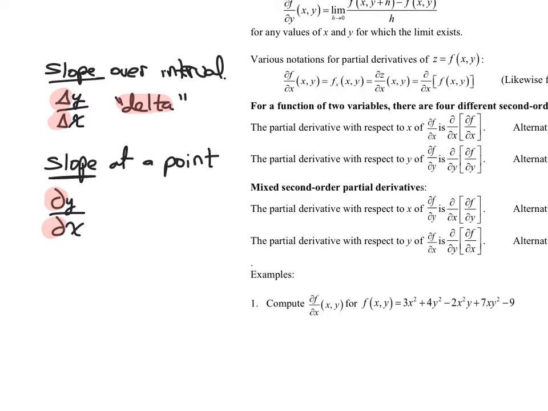The reality is, even in Calc 1, you were working with partial derivatives, because every single variable function can also be thought of as a multivariable function, but with one of the variables being held constant. So when you're taking the derivative of y in terms of x, you are taking the partial derivative of the function y in terms of x. It's just you're holding y constant.